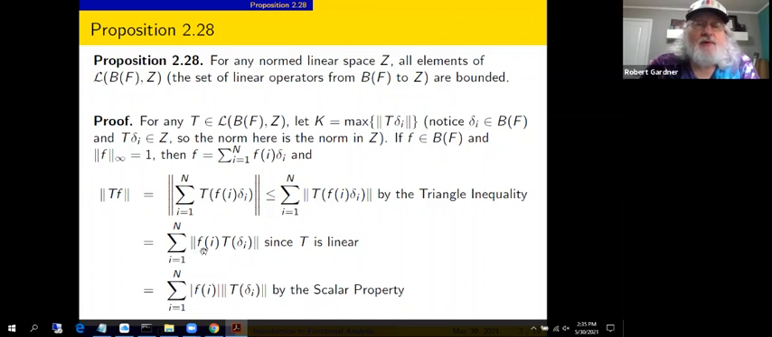This is a scalar. The norm of a scalar times a vector is the absolute value of that scalar times the norm of the vector, the scalar property. So this is where it's important that the field be either the reals or the complex numbers. So we've got the norm of TF equals this. And remember, F was an arbitrary unit vector from B of F.